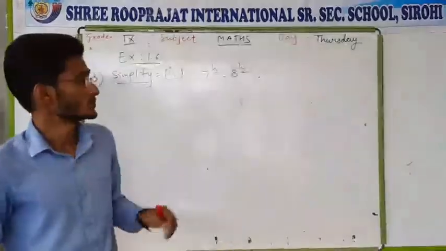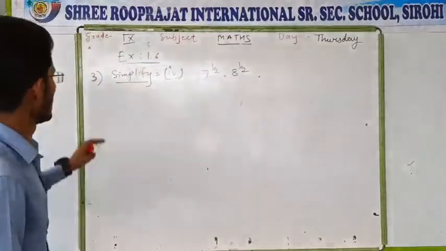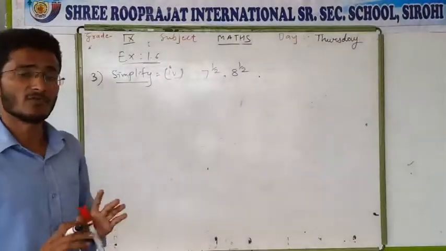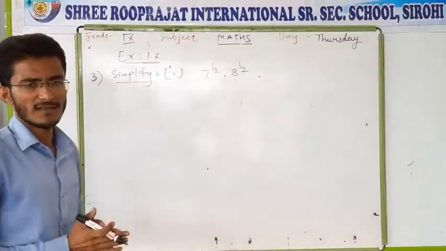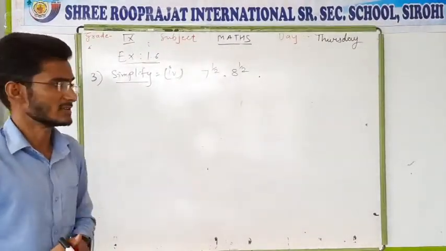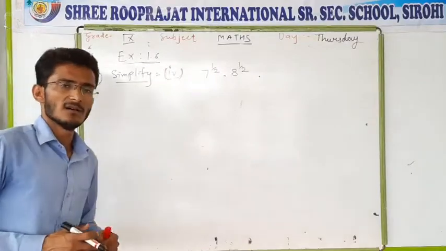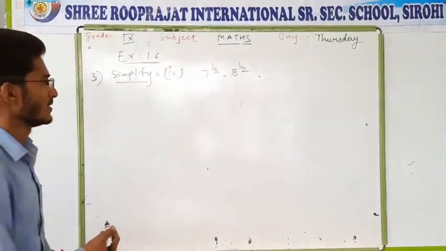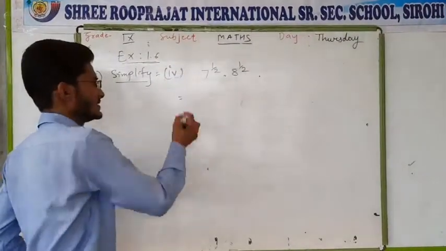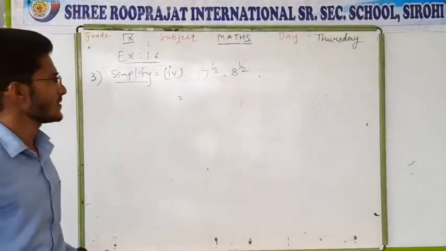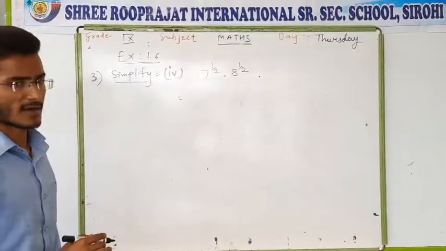Okay. So the last question of our exercise says simplify. You do not need to find the exact value as an answer. You just have to simplify the question, that will be your answer, using the law of exponent. So in the fourth one, the question is given as 7 to the power half multiplied with 8 to the power half.